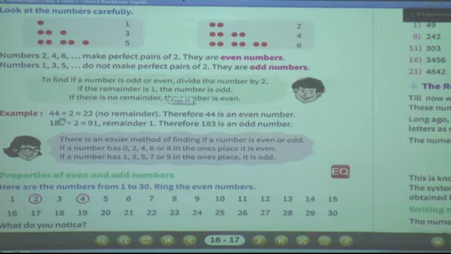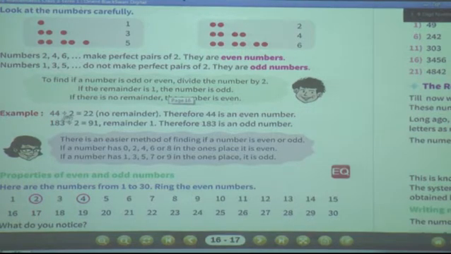Now see here, one example is there. Can you see this example? You can see it in your textbook also. The example is 44 divided by 2. If we divide 44 by 2, what will be the answer? 22. And there will be no remainder. So therefore 44 is an even number.